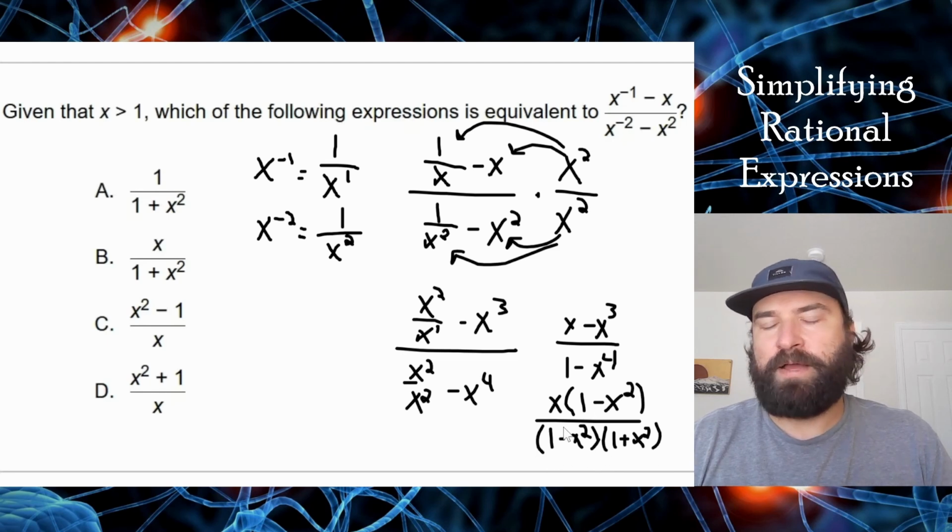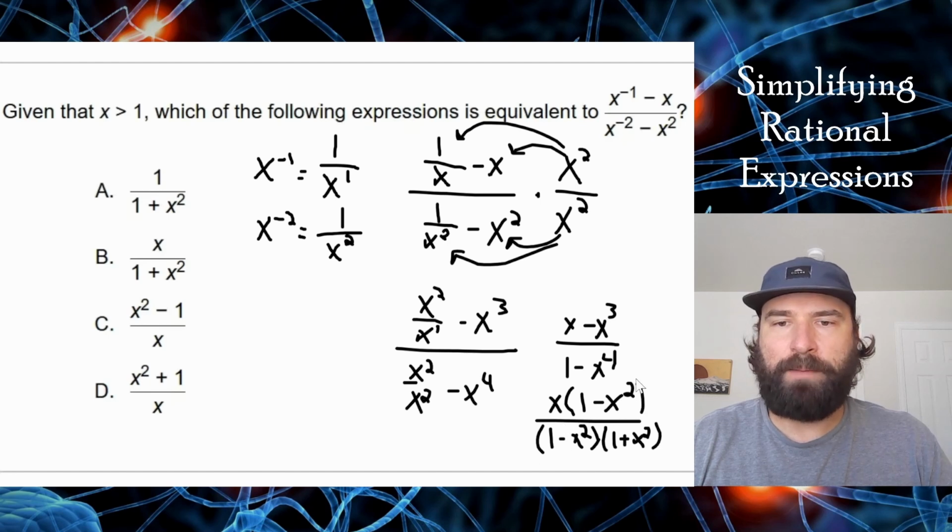And then now we've got similar terms on the top and the bottom. We've got 1 minus x squared on the top and 1 minus x squared on the bottom, so we can actually just cancel those out. And what we're left with is x over 1 plus x squared, which is answer B.